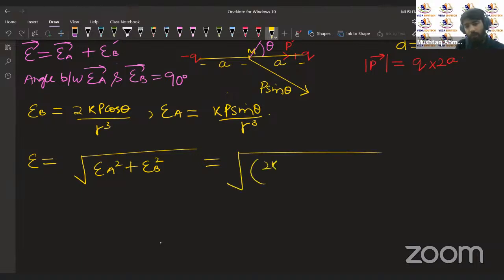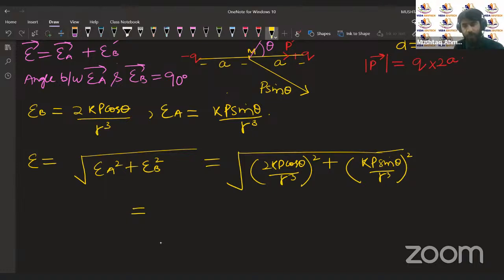It will be 2 kp cos theta upon r cube whole square plus kp sin theta upon r cube whole square, right? So from here we can just take kp by r cube outside. Kp by r cube, so it will be under root of, we will be left here with 4 times cos square theta plus sin square theta, right?